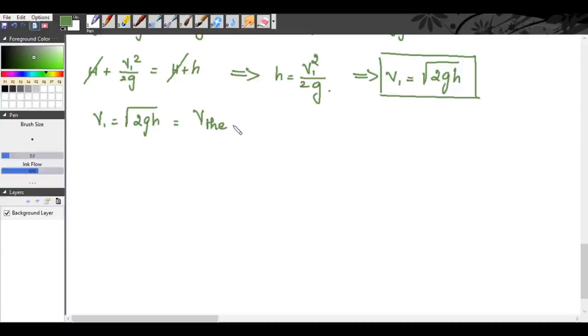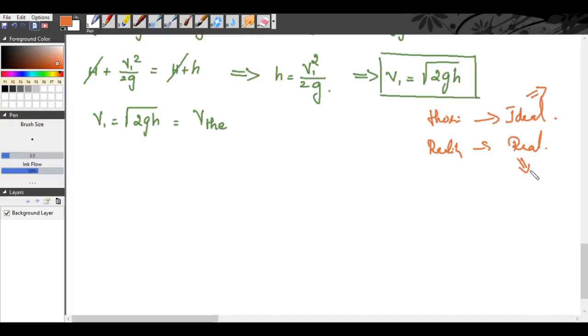Now, we know the theoretical velocity. Theoretical means we are assuming ideal conditions. But actual velocities, for actual conditions, are real. When we do something theoretically, our assumption is ideal condition. The fluid is ideal, but in reality, it is real. Ideal means it is non-viscous. There is no friction. There are no losses.